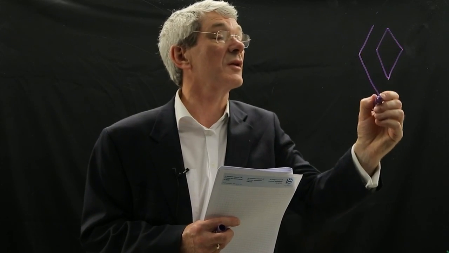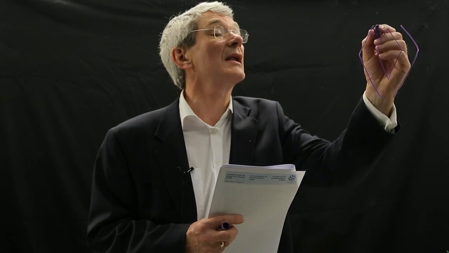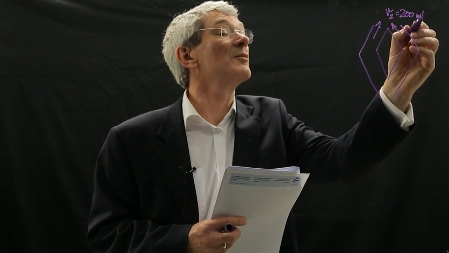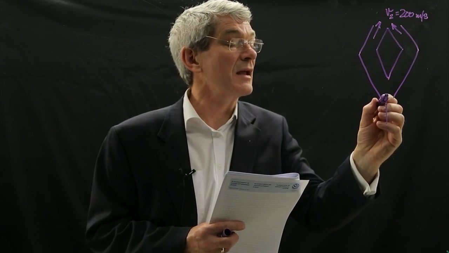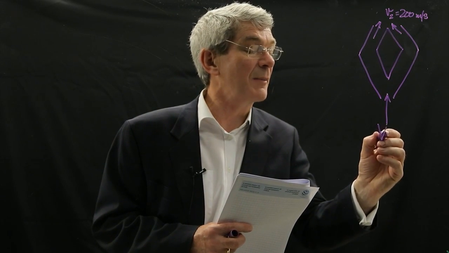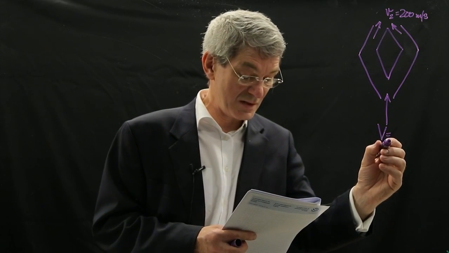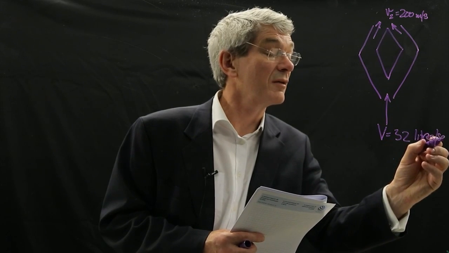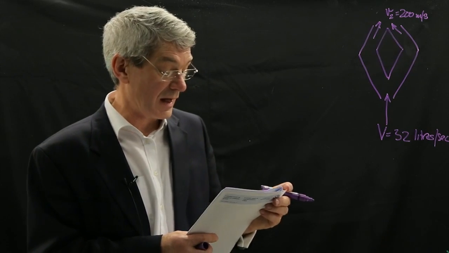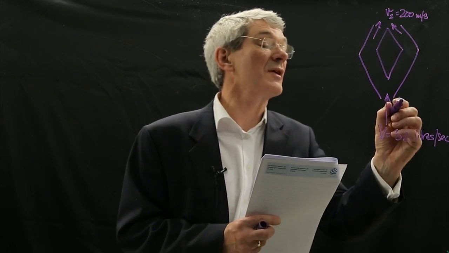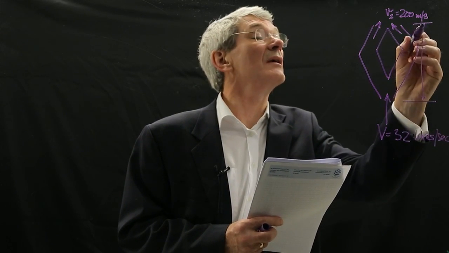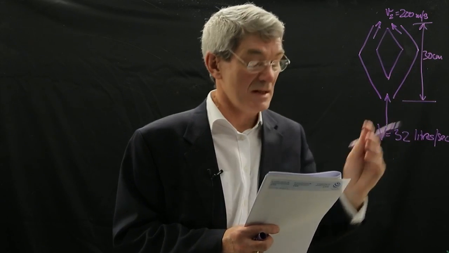So it's got two air streams that come out which are fed from a single inlet. These are my two air streams out, and the flow comes out here at a velocity of 200 meters per second, and the inlet here has a volume flow rate, so use capital V for that, of 32 liters per second. Okay? And we're told that the air around it is at room temperature, and that the difference in height between the intake here and the outlet is 30 centimeters.